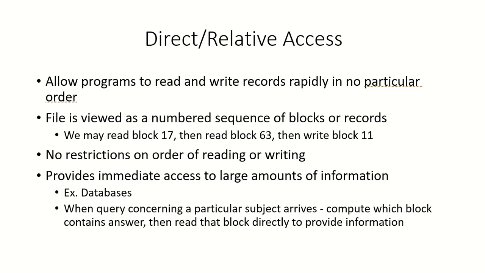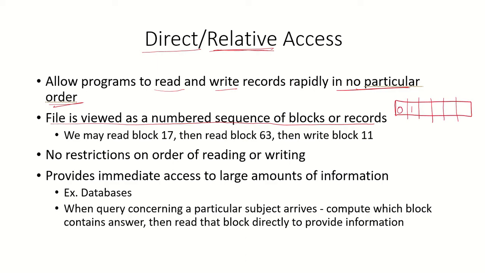The other kind of file access is the direct access, and it is also known as the relative access. Here the read and the write have no particular order. That means there is no sequence to it. It allows programs to read or write records in no particular order. Now the file is viewed as a numbered sequence of blocks or records. So suppose this is the logical view of the file, with block 0, 1, 2, 3, 4, 5.